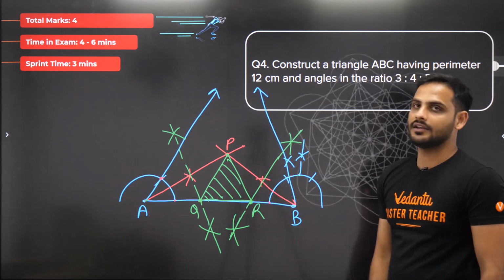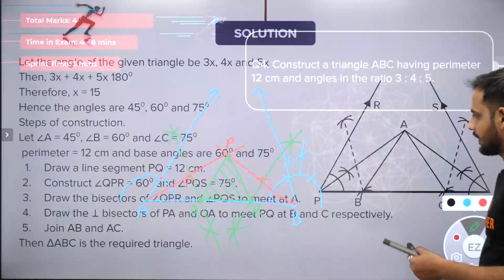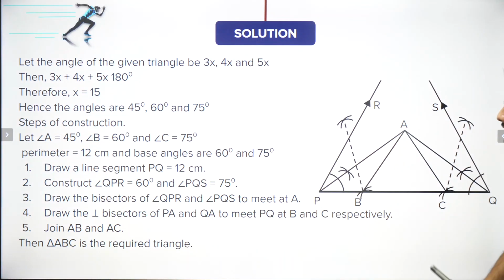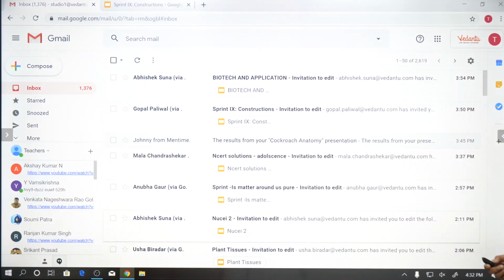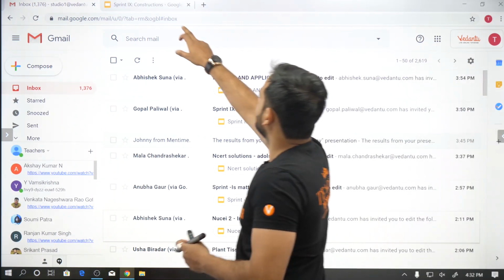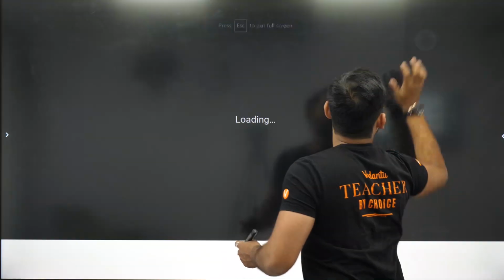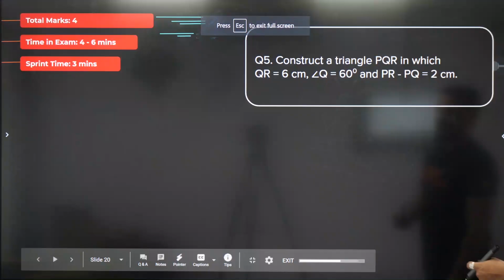So PQR is your given triangle. These are the steps given here. You can see the same thing has been done here as well. Okay, let's move to the next part. The next question is this.